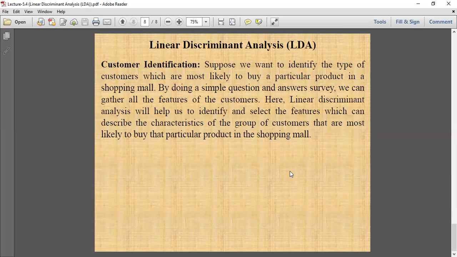Customer identification. Suppose we want to identify the type of customers who are most likely to buy a particular product in a shopping mall, and by doing a simple question and answer survey, we can gather all the features of the customers. Here, linear discriminant analysis will help us to identify and select the features which can describe the characteristics of the group of customers that are most likely to buy that particular product in the shopping mall.